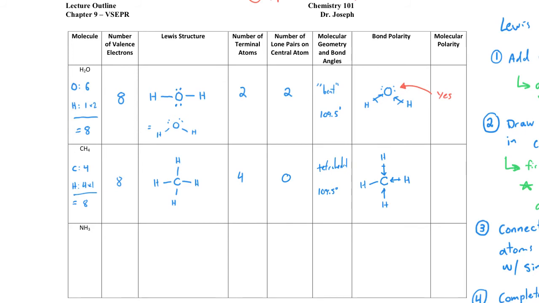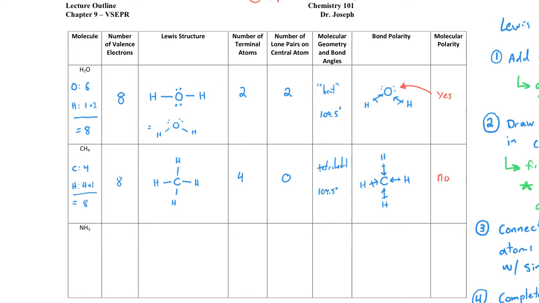Now let's also determine the molecular polarity. We look at the terminal atoms and we see they are all identical with one another. So that doesn't make the molecule polar because they're all identical. We also look to see if there are any lone pair electrons on the central atom, and we don't find any. So the molecule is not polar.